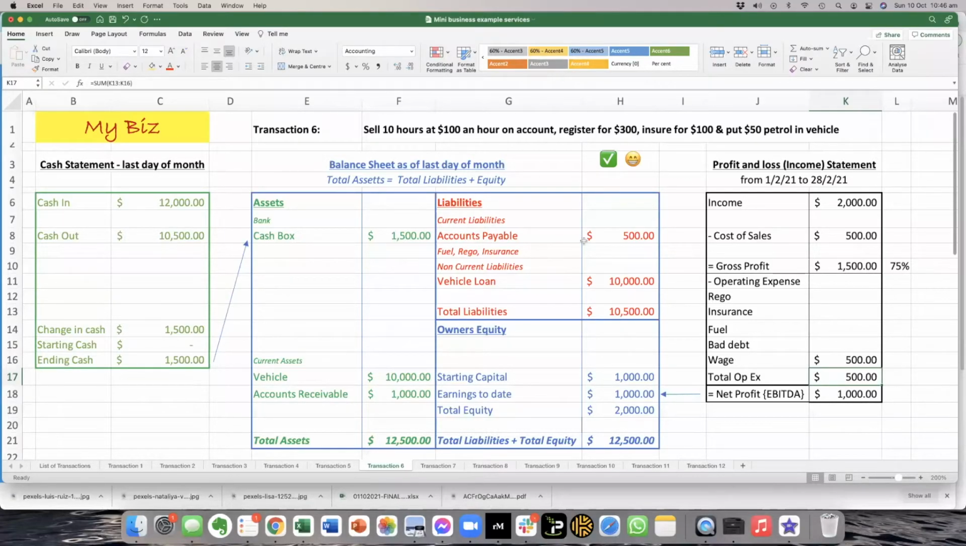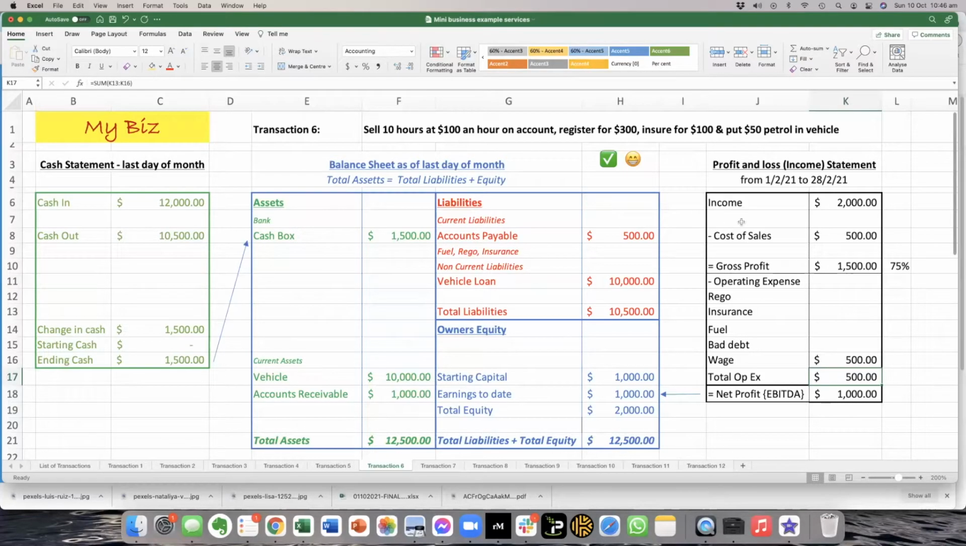So we've got our person lined up ready to do that, and they're straight away. So we've given our client the invoice and our person's doing the work. By the time this video is finished, they'll have done the work and given us an invoice. Now, our new car, we've got to register it for $300. We're going to insure it for $100 and we're going to put $50 in the tank.